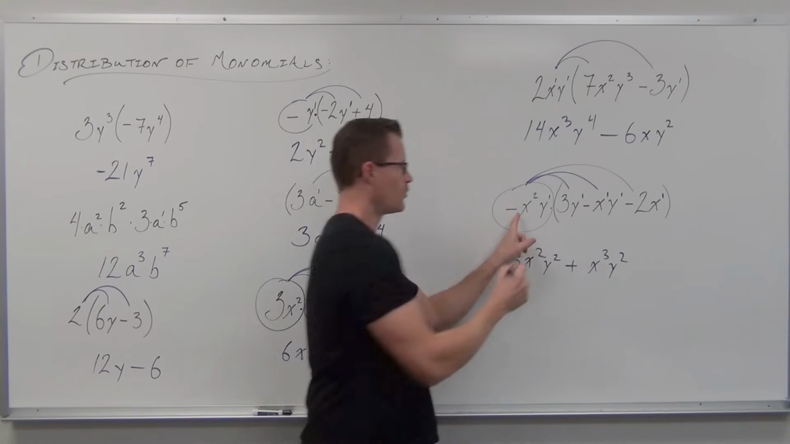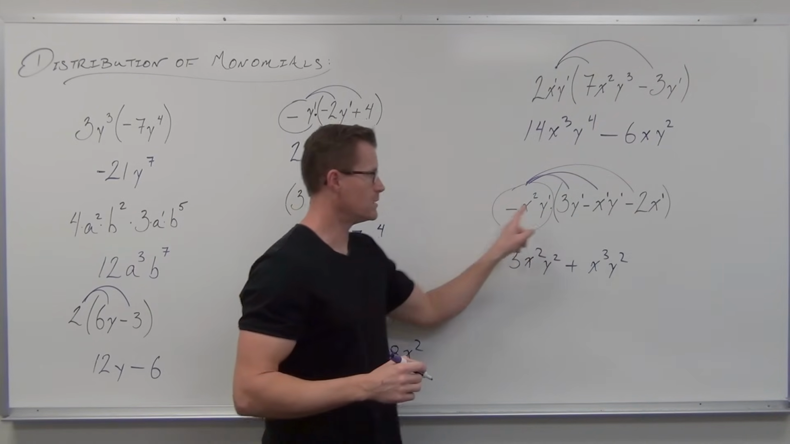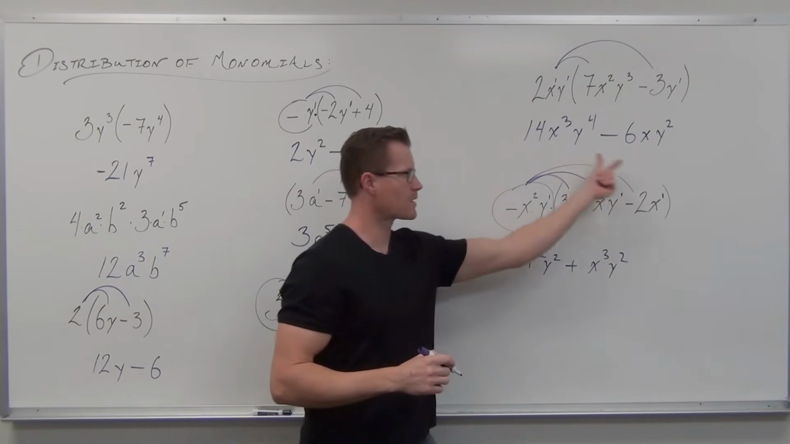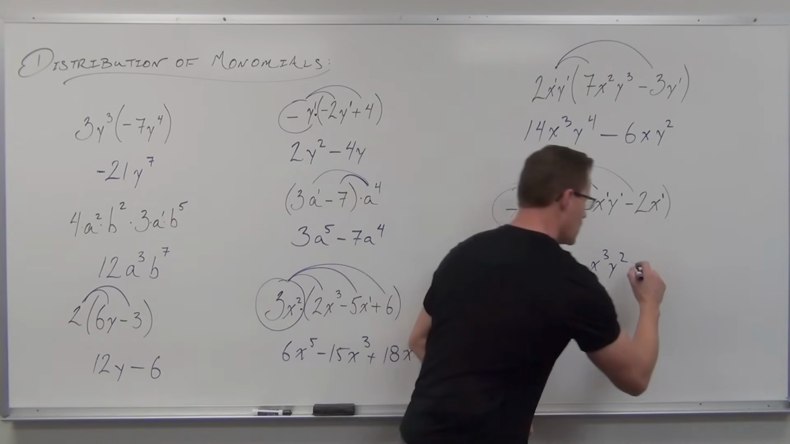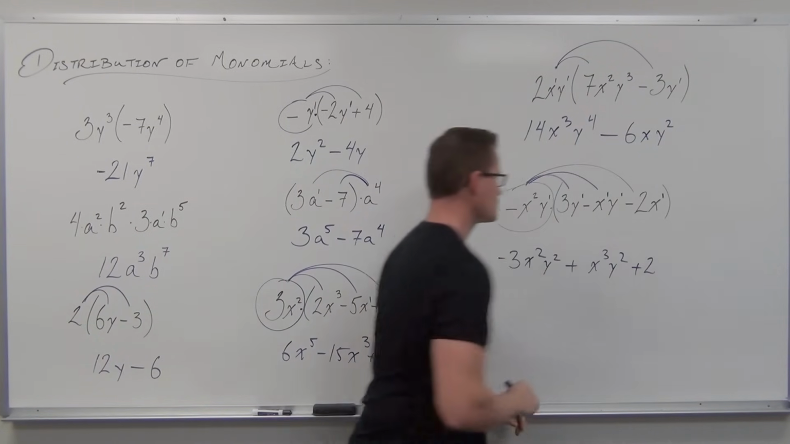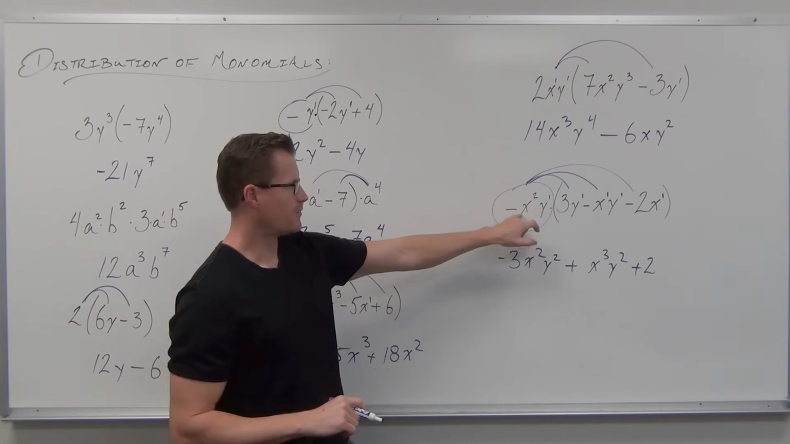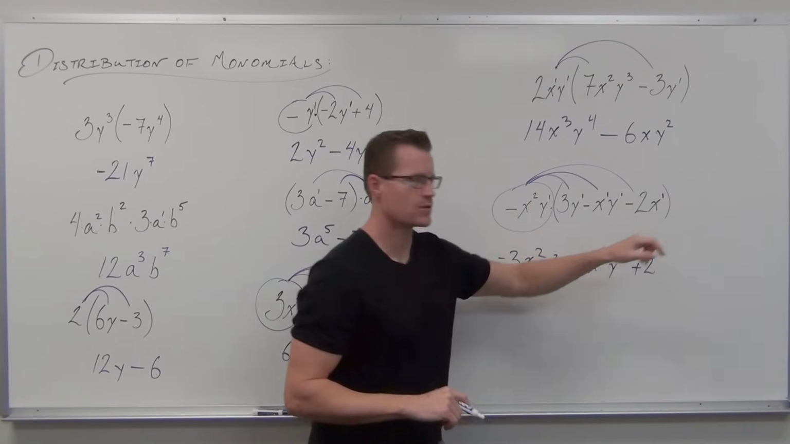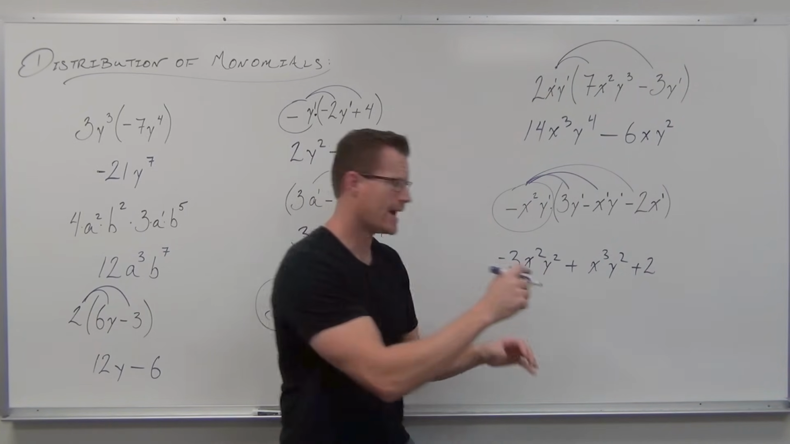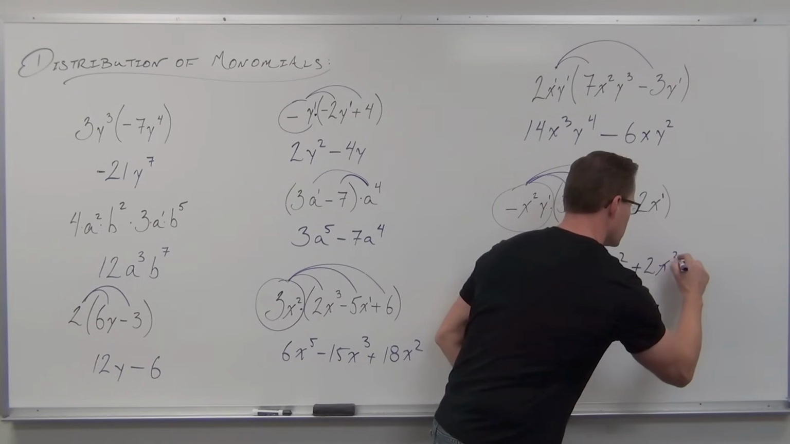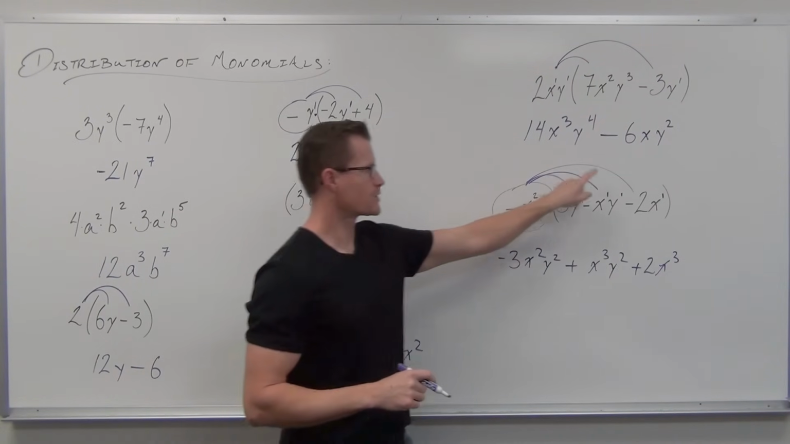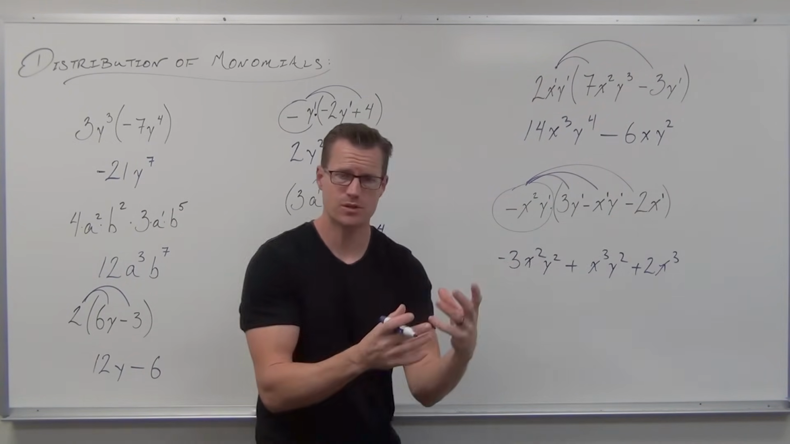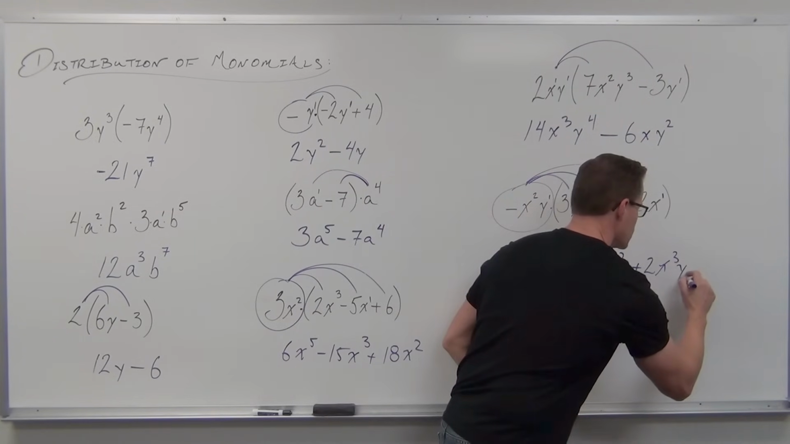Last one. Negative 1 times negative 2. Multiply my coefficients. That's positive 2. I'll write plus 2. Lastly, I have x to the second times x to the first. Okay, I'm seeing multiplication. I'll add. X to the third. Y to the first, there's no other y's. I can't change those exponents if I have nothing to add to it.